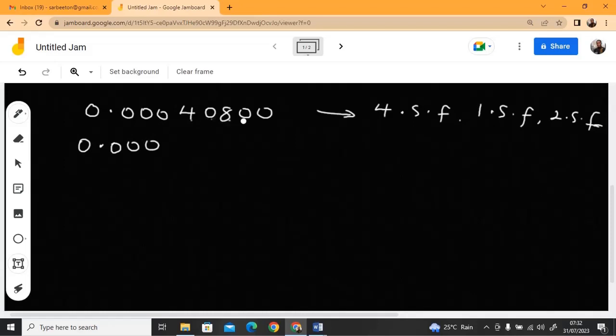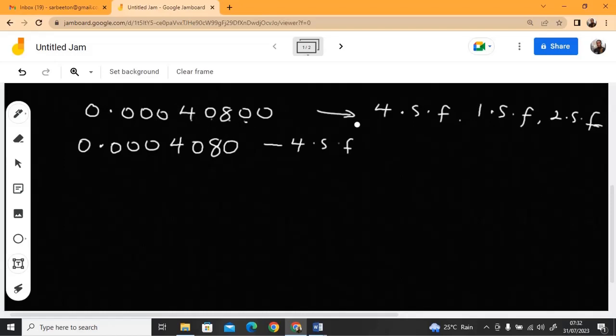You have to count this also. It's also significant because of this decimal point. So this one is also part of it. So what you have now is 4, 0, 8, 0. This is 4 significant figures, because of this decimal point. This 0 is also significant. But assume this 0 is at the front here, it is not significant.